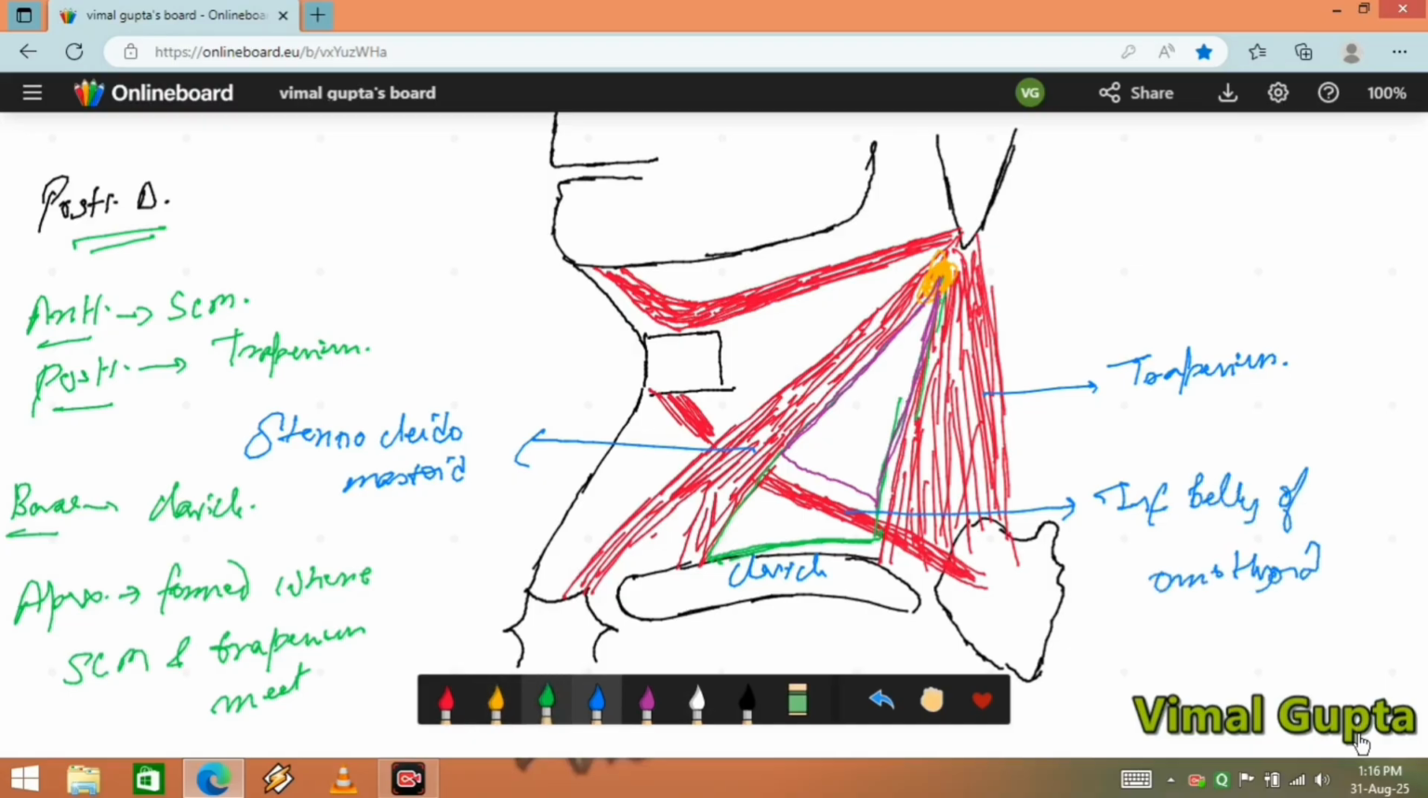This part of the posterior triangle, between the inferior belly of omohyoid, sternocleidomastoid and trapezius, is called the occipital triangle, whereas the other part, which I am marking in yellow, this part below the inferior belly of omohyoid, the sternocleidomastoid and the clavicle, this triangle is called the supraclavicular triangle, isn't it?